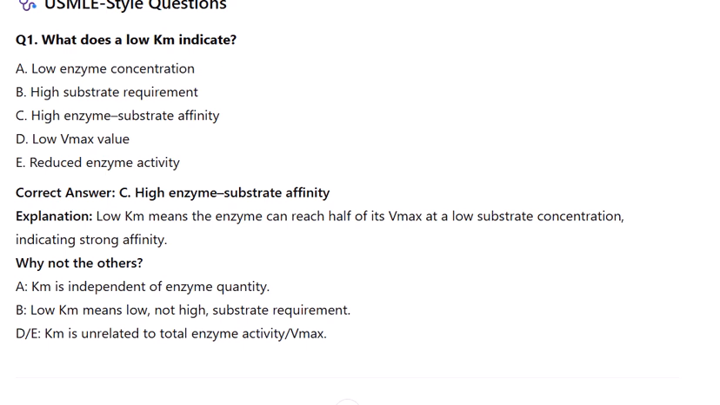Explanation. Low Km means the enzyme can reach half of its Vmax at a low substrate concentration, indicating strong affinity. Why not the others? A. Km is independent of enzyme quantity. B. Low Km means low, not high, substrate requirement. D, E. Km is unrelated to total enzyme activity, Vmax.